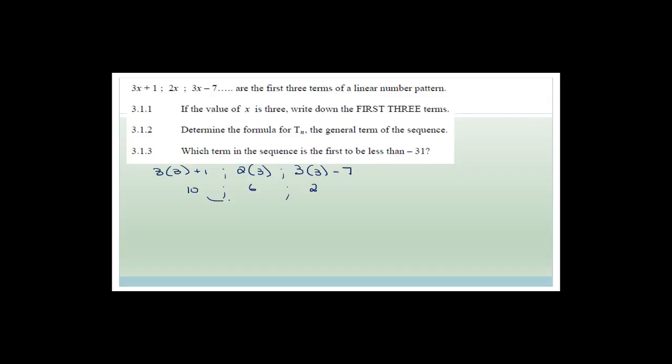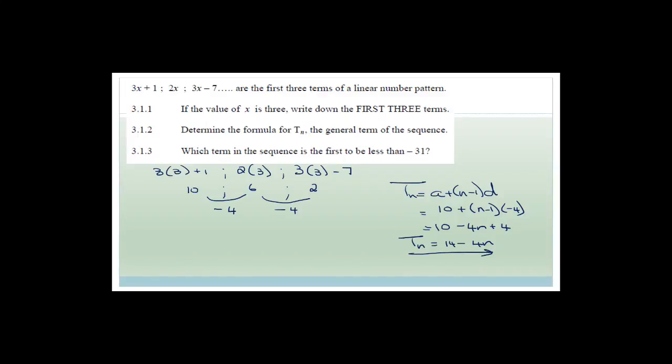Okay. So do you agree that the common difference is minus 4 and minus 4? 10 minus 6 is 4 and 6 minus 2 is 4. Right, so now it says determine the formula of Tn, the general term of the sequence. So we know that Tn is equal to a plus n minus 1 d. The a is the first term, which in this case is 10, plus n minus 1. We don't know what that is because we're finding the nth term. And the common difference is negative 4. So therefore, we've got 10 minus 4n plus 4.